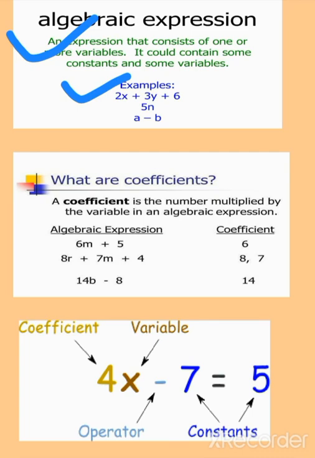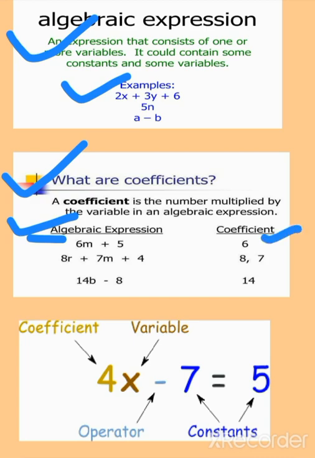Next term that will be used in this chapter is coefficient. So what are coefficients? A coefficient is the number that is multiplied by the variable in any given algebraic expression. So here are three algebraic expressions given and we have to identify the coefficient here. As we have discussed in the definition, a coefficient is the number multiplied by a variable. Here in the first expression 6m plus 5, the variable is m and 6 is multiplied, so 6 will be the coefficient.